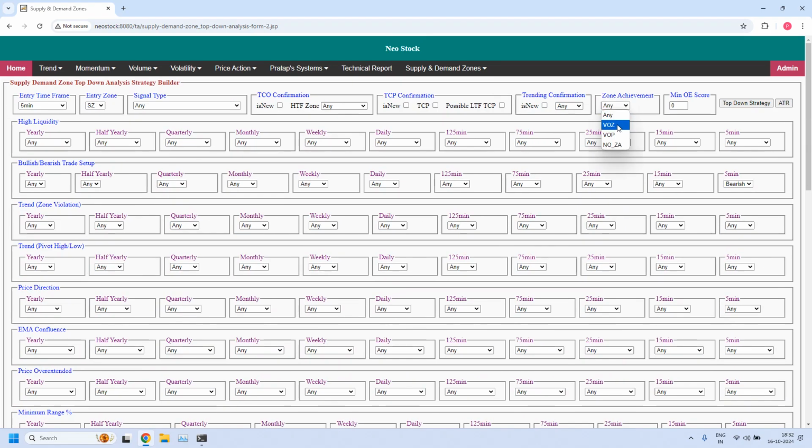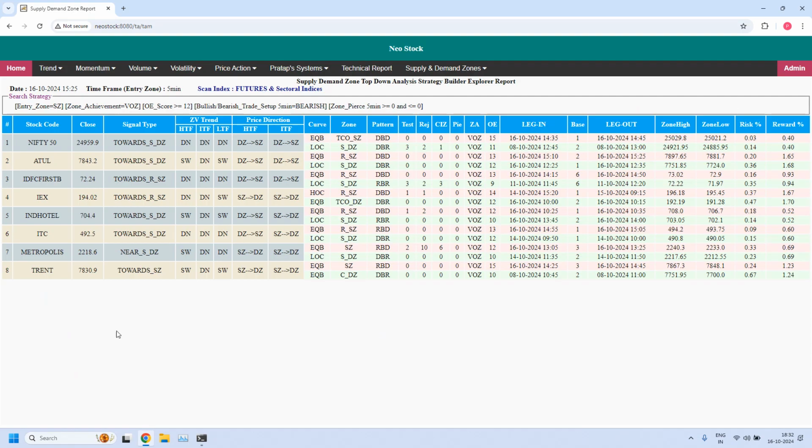Zone achievement violated, opposing zone, minimum odd enhancer score 12. All the 3 filters are applied to 5 minute supply zone. Now let's filter. 8 stocks are filtered. All these 8 stocks are supporting bearish trade setup for hourly income trade. So in these 8 stocks, there could be some high probability supported stocks.